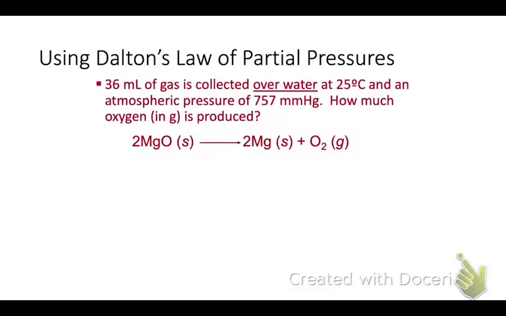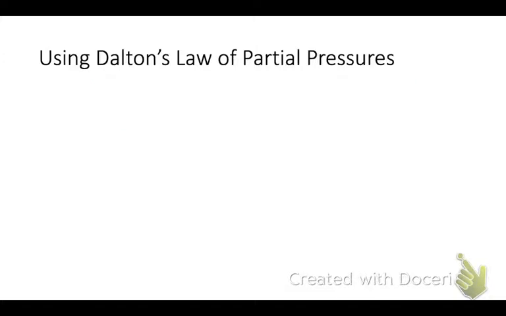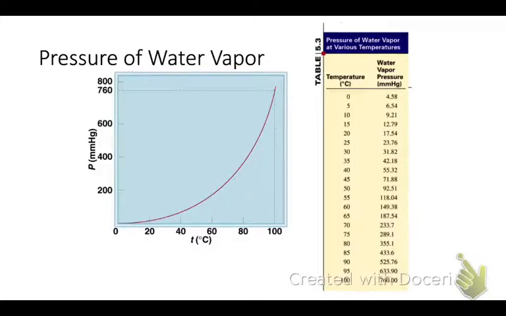I can know how much oxygen is produced if I have the number of moles of oxygen. And I can get the number of moles of oxygen if I apply the ideal gas law. I have volume and I have temperature. But the pressure that I have is not the pressure of oxygen, it's the pressure of water. So the first thing I need is to figure out the pressure of oxygen. In order to do so, I have to have access to that table. And at 25 degrees Celsius, the vapor pressure is 23.76 millimeter mercury.